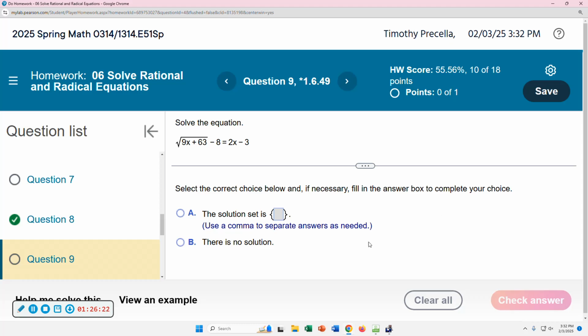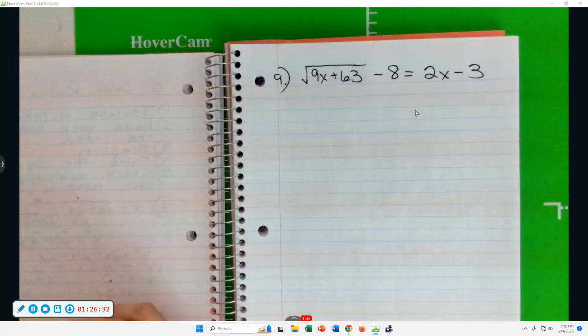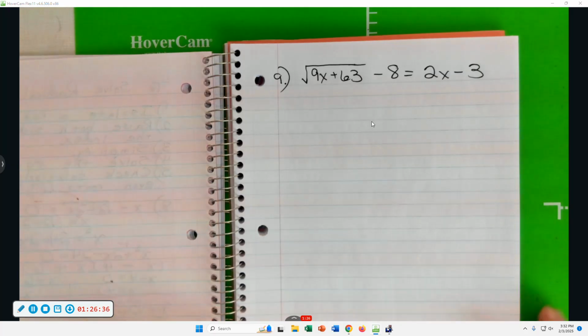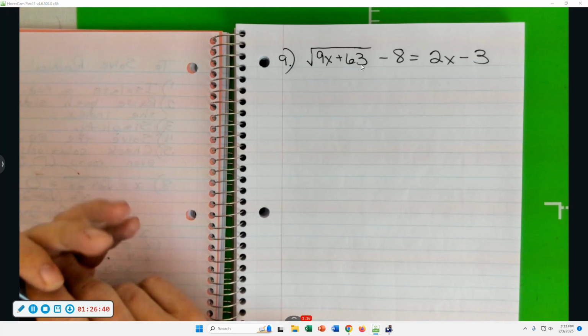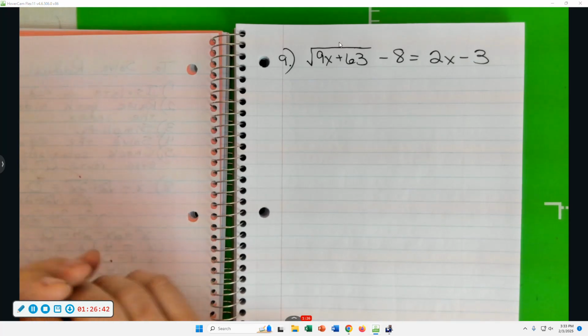Let me make sure I didn't miscopy it. Oh, goodness. Okay. There's only one correct first step. What is it? So we have a square root. We need to show them your little step. Okay.